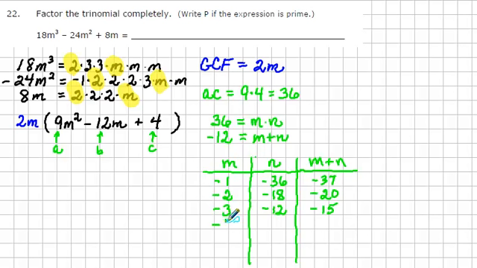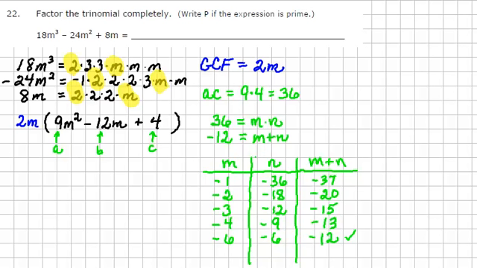Let's try negative 4. Negative 4 goes into 36 negative 9 times. When we add those two together, we get negative 13. And then finally, 5 doesn't go in, but 6 does. So if we use negative 6, then negative 6 goes into 36 negative 6 times. And when we add those two together, we get negative 12. So this one checks out. When M is negative 6 and N is negative 6, then the sum is negative 12.